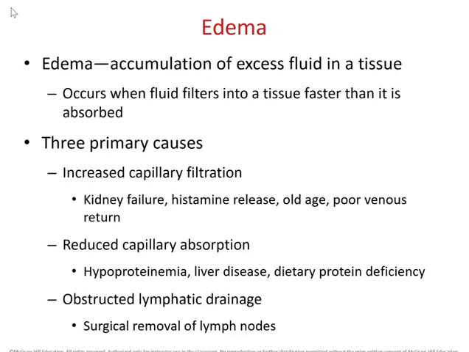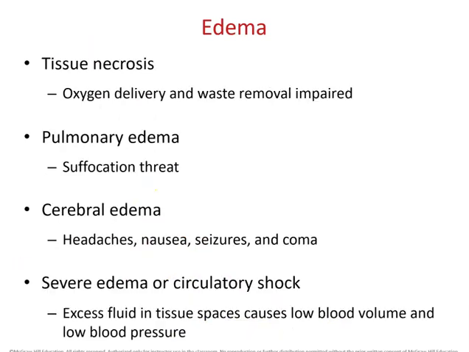Another reason is reduced capillary absorption, which results from hypoproteinemia, liver problems, or dietary protein deficiency. The third cause can be due to obstructed or damaged lymphatic drainage. The surgical removal of lymph nodes could be the reason for tissue edema. The results of the edema can lead to tissue necrosis, pulmonary edema, cerebral edema, or circulatory shock.